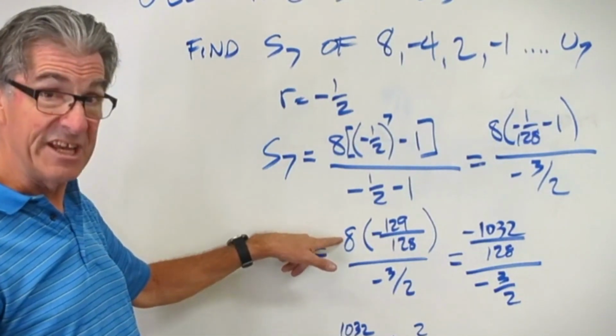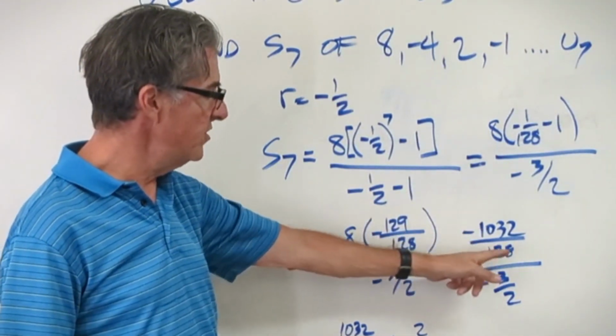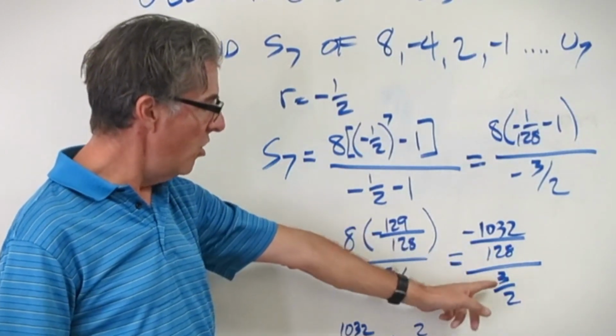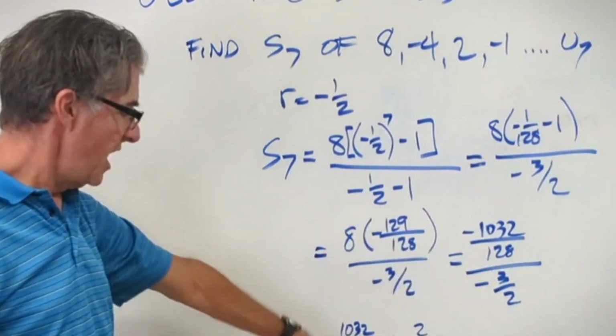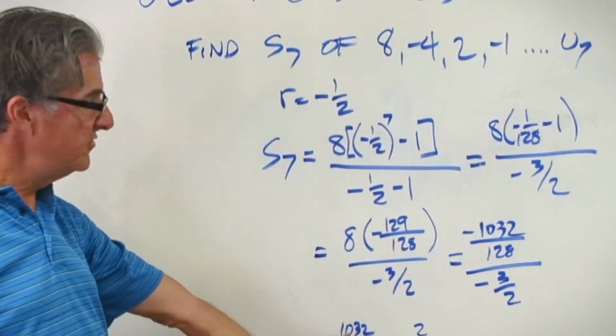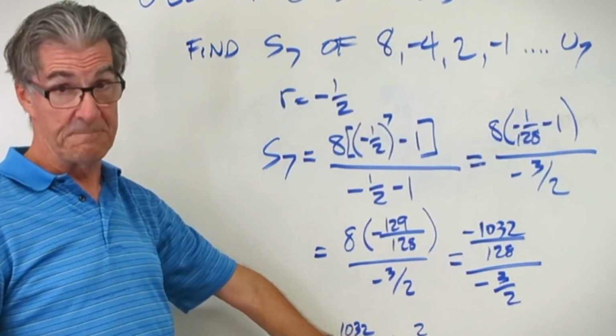Now I've got this 8 here. So what I'm doing is I'm going to multiply across on the top, and I get minus 1032 over 128 over minus 3 over 2. So now I have a fraction over a fraction. I can flip and multiply. So if you didn't get this far, catch up in your notes and then solve this one.